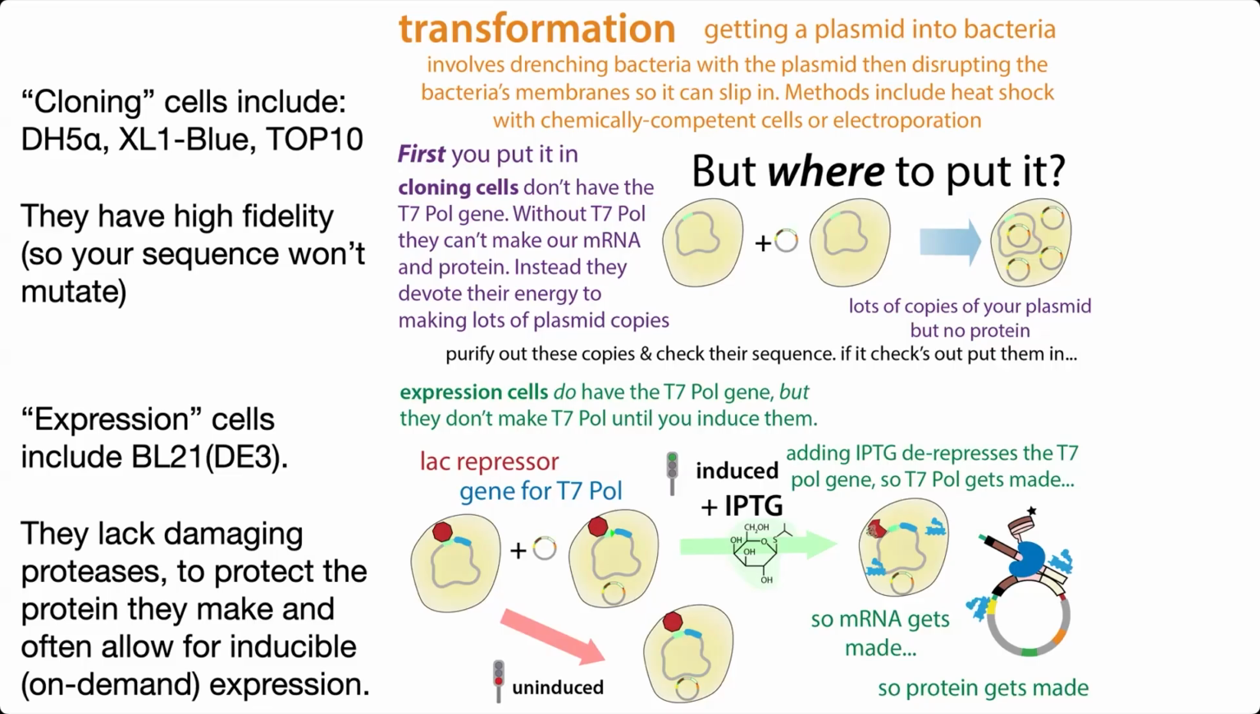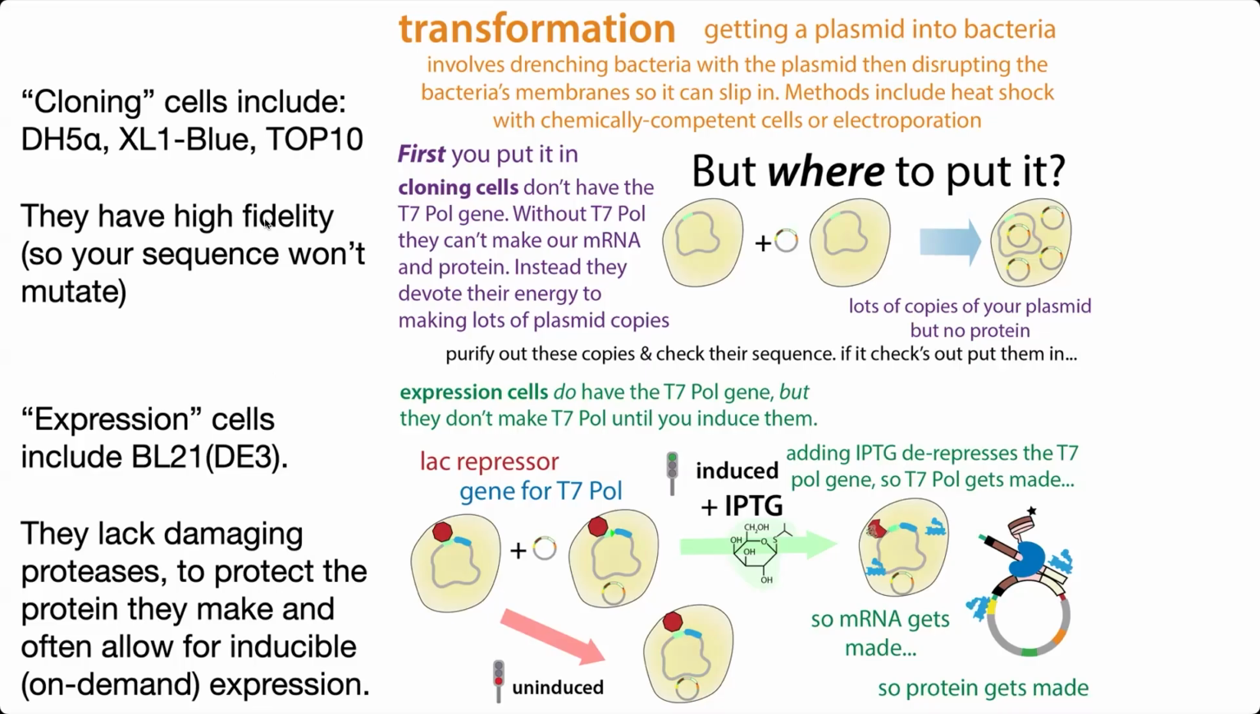And these are often going to be in the context of BL21 DE3 cells, which are a common strain for expressing proteins. The DE3 part makes it so that they're able to actually make protein on demand. If you use a T7 polymerase system, the DE3 part makes it so that you can make the T7 polymerase on demand. And then if you have a T7 promoter in front of your gene, then you can make your protein on demand. These cells are great for making protein, but not so great for keeping the sequence long term.